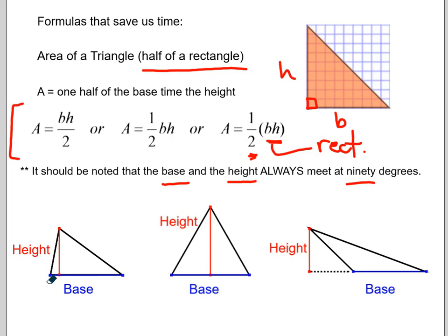Okay, the height is the red line going up through the middle and meeting the base at 90 degrees. So this is the height. This is the height. And this one, even though it's outside of the triangle, is still the height. So if you multiplied this height by this base and divided by 2, you would get the area of this strange shaped triangle. Okay, so it would still work.